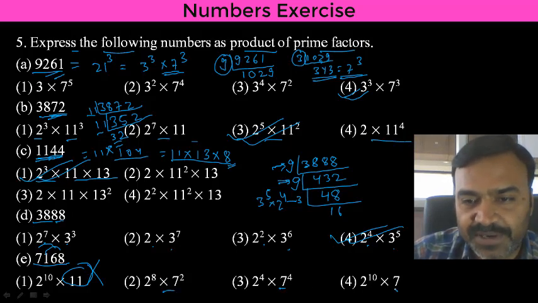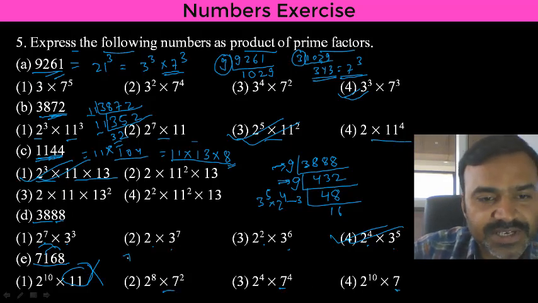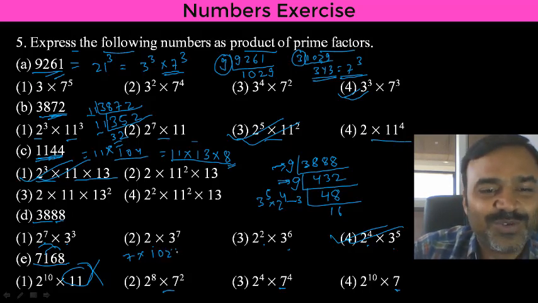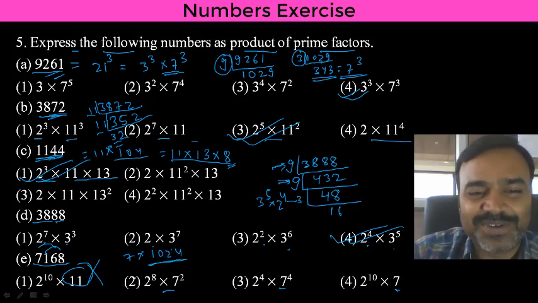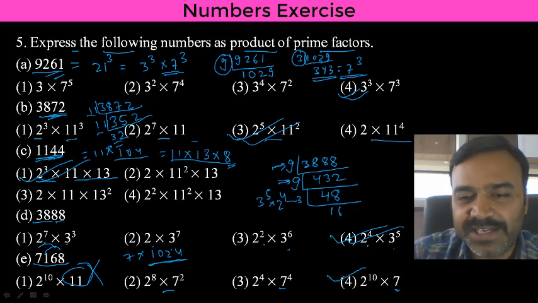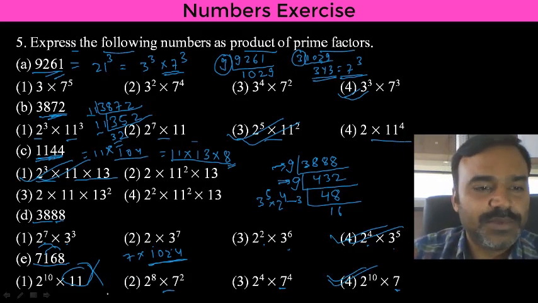All the other options have 7. So divide by 7. Alright, so 7168 can be written as 7 into, divide by 7, it will become 1024. Perfect. So it is simply 2 raised to 10. Right, so 7 into 2 raised to 10, that is the fourth option. Okay, let's take up the next question now.